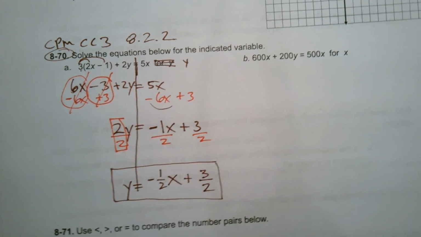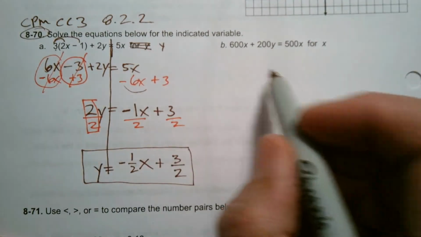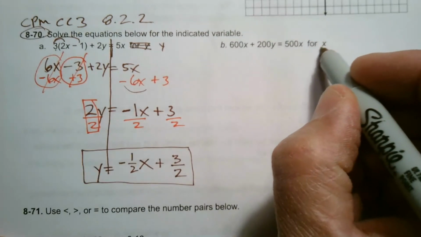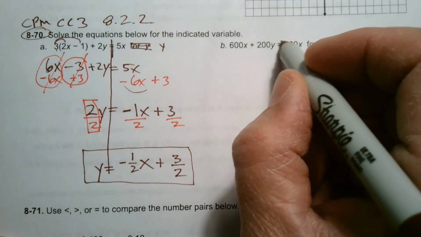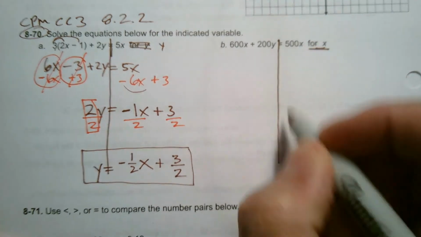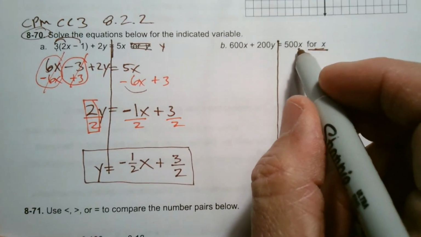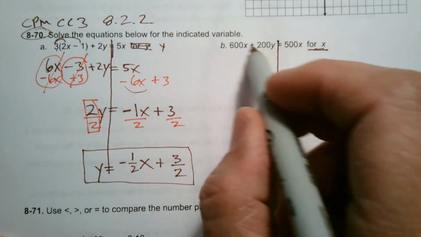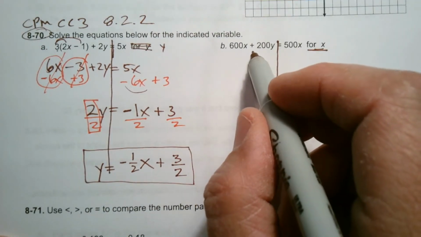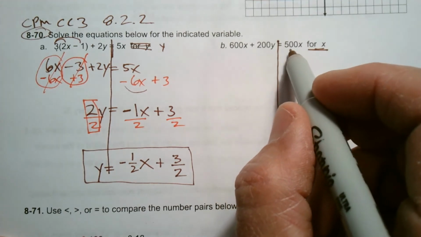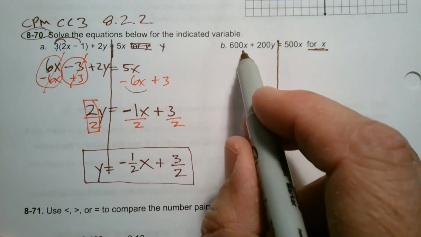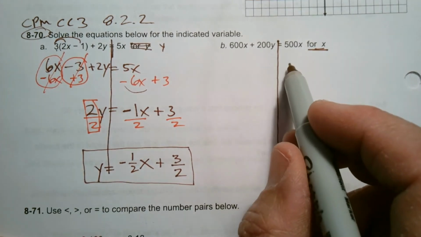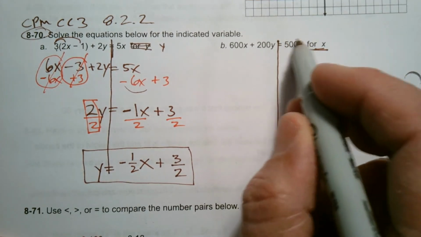Okay, there's the first one. The second one says, here's this equation now, and I need to solve for x. So here's my equation, I put my equation wall, and I want to get x by itself. Interesting is we've got 600x plus 200y equals 500x. So I have x's on both sides, but I only want them on one, and all that's over here is just an x term.